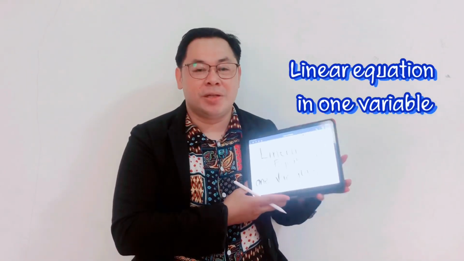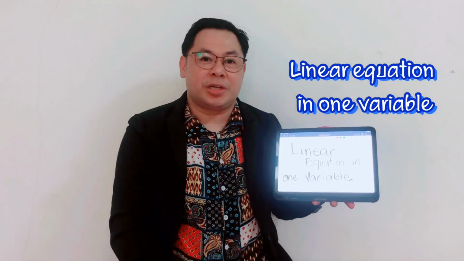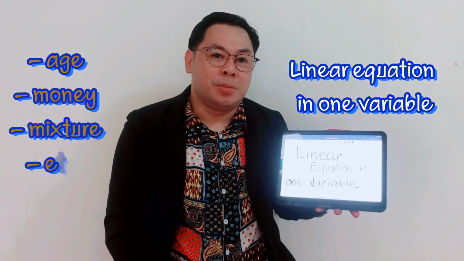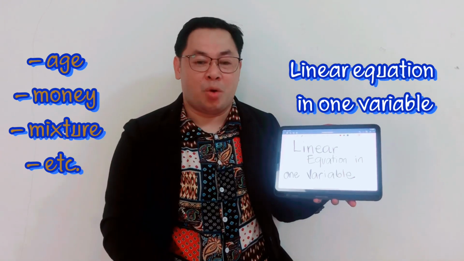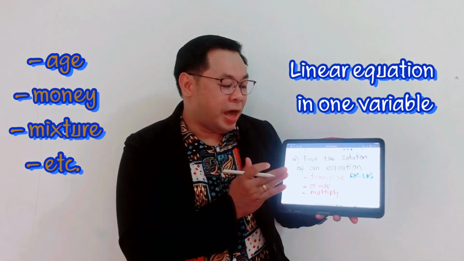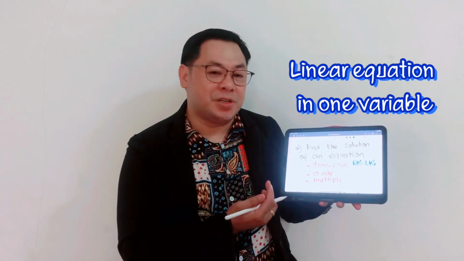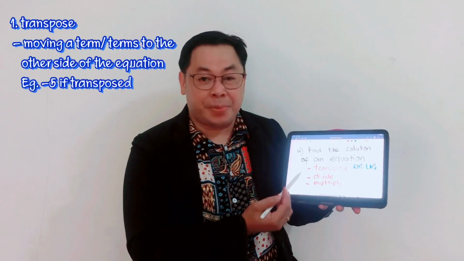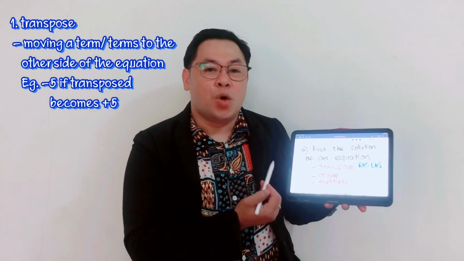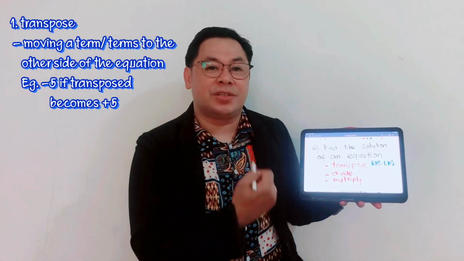Our topic today is on linear equation in one variable. When we say linear equation in one variable, we are going to study problems involving age, money, and many more. Under this topic, we have to find the solution of a given equation, and we will be using different terminologies like transpose. Transpose means that we are going to move a term or terms to the other side of the equation.